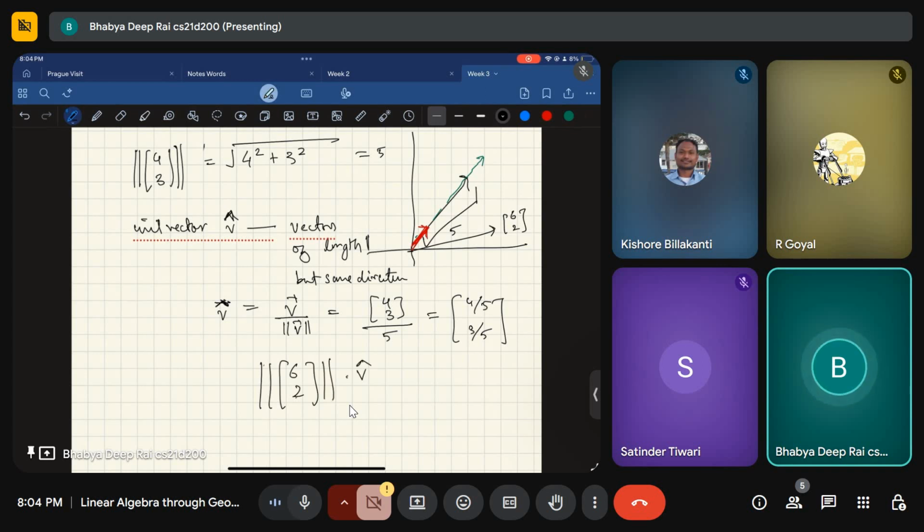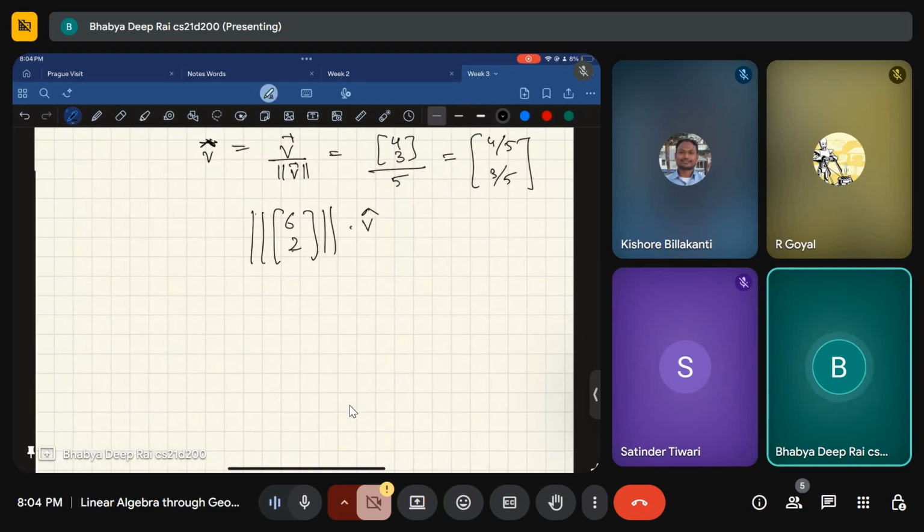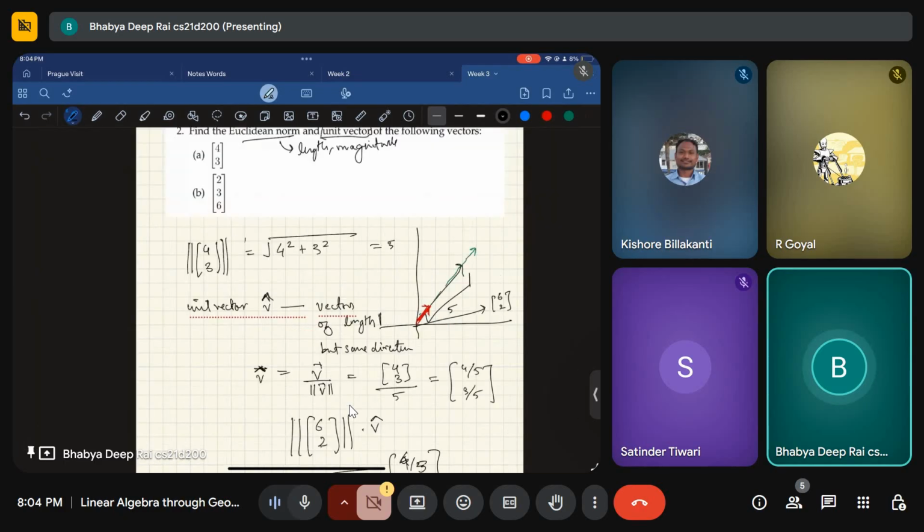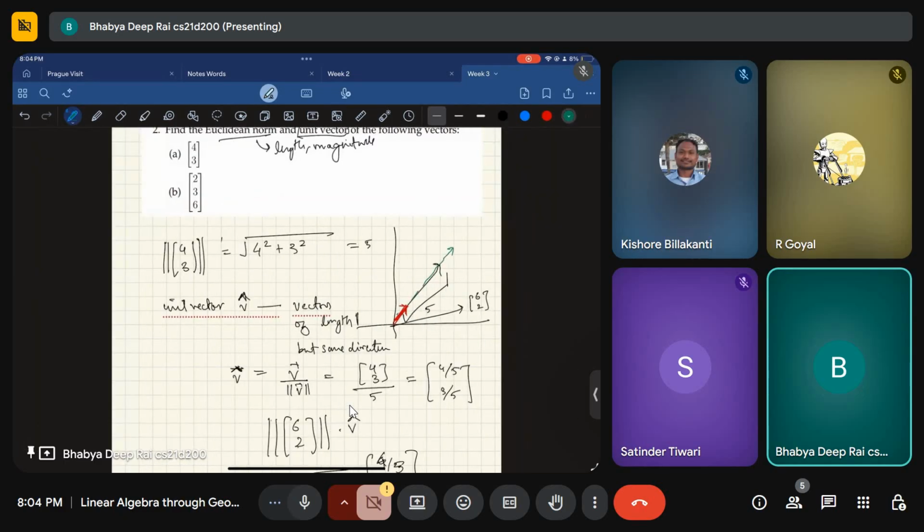I want to show it visually plotted, but I don't have enough time. So you find the norm of (6, 2), which is the square root of 36 plus 4, so square root of 40, times the unit vector, which is (4/5, 3/5). The nice thing you will notice is that you get the same length, but in the direction of the original vector. So this is one application of the unit vector, and it's used left and right.